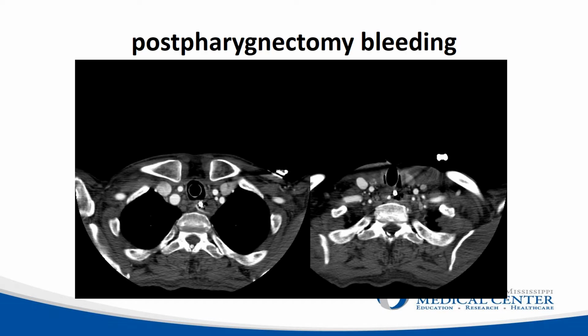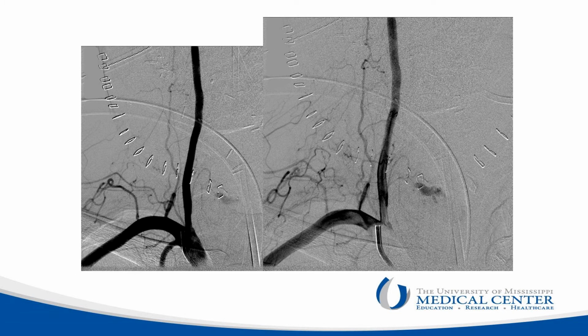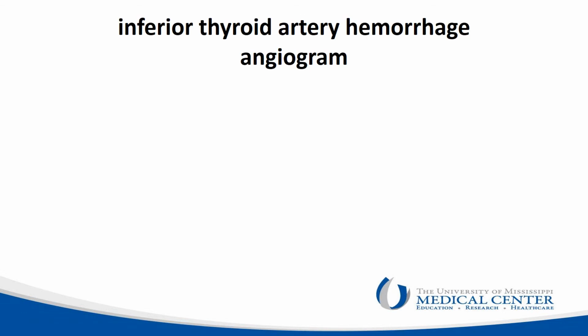This patient had bleeding following a laryngectomy. When we look at the CTA images, we can see increased enhancement adjacent to that pharynx. Again, we see that abnormality to the right of midline, adjacent to the vertebra, near the tube. An angiogram was performed, and we can see that there is pooling of contrast, and that was the site of hemorrhage. It was from the inferior thyroid artery.